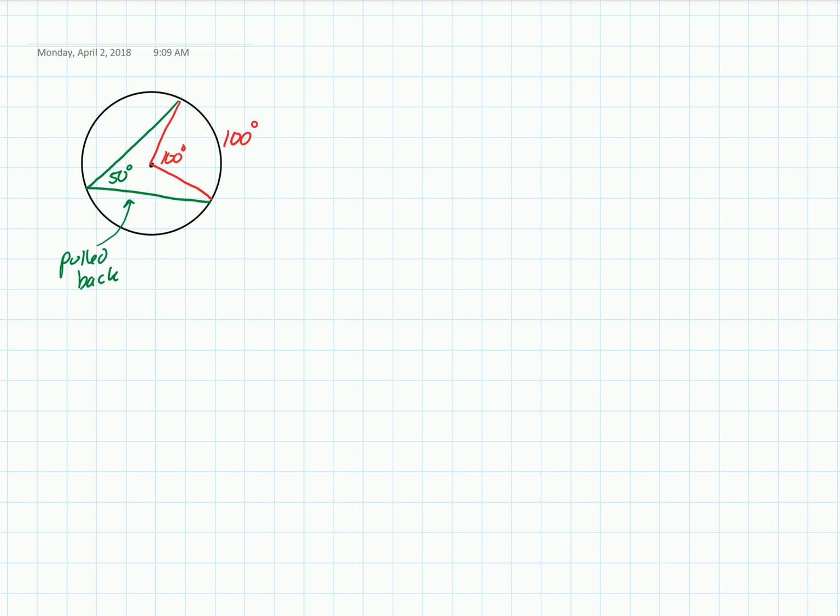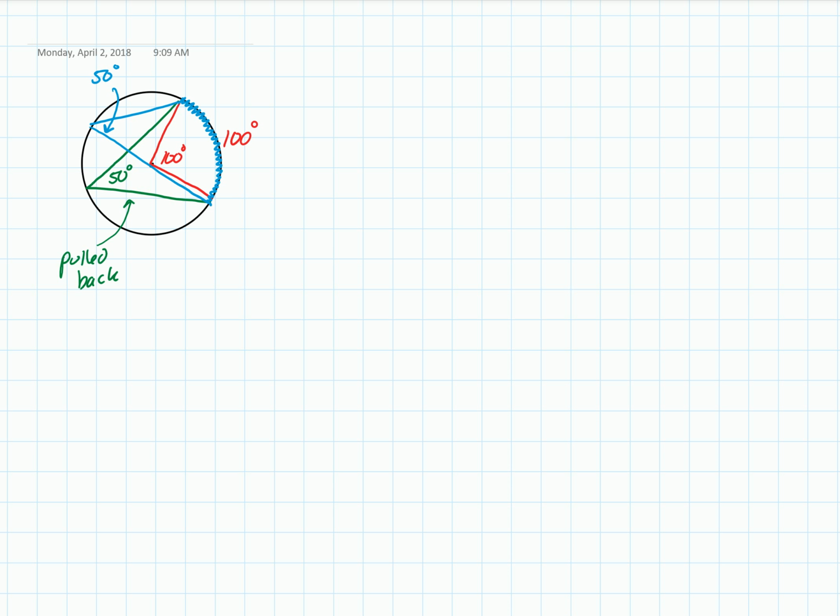Theorem 10.11 simply says that if two angles create the same arc, then they have to be equal to each other, two inscribed angles. So for example, if I took another angle and I brought it back here, but it still opened up to a 100-degree arc, then it too would still have to be half of that, which would be 50 degrees. So because they create the same arc here, they would have to be equal to each other.